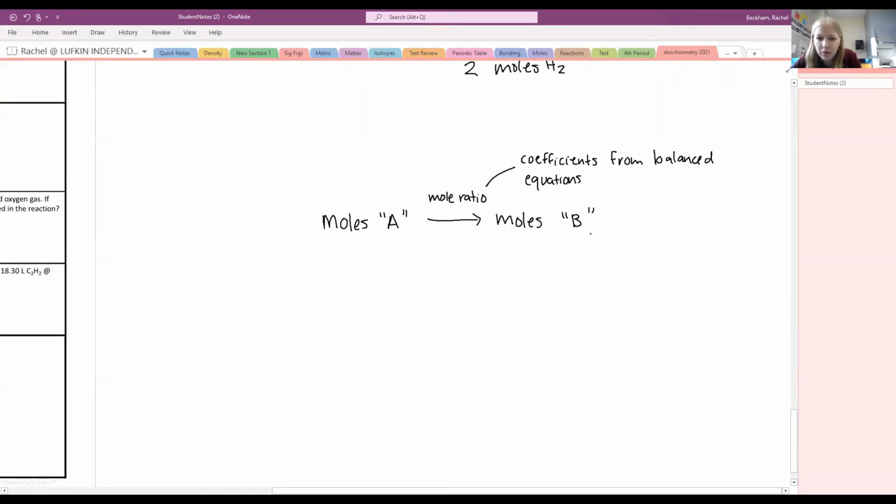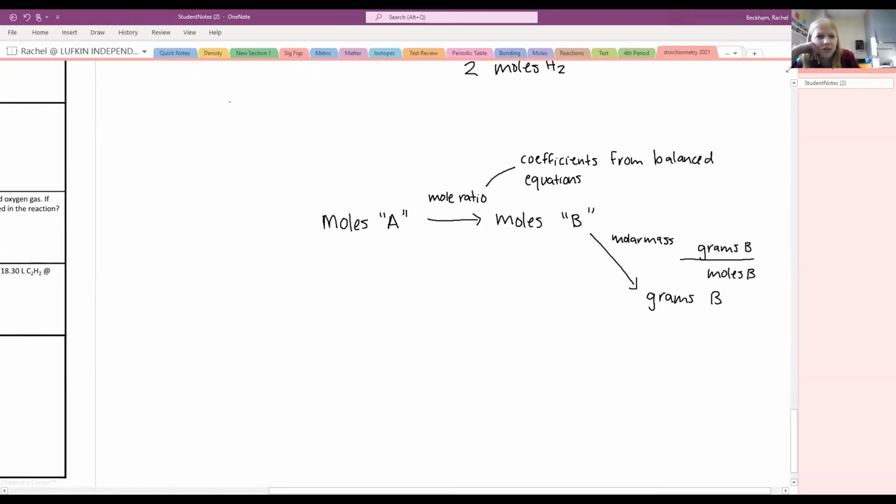We also learned that you can go from moles of B to grams of B, right? And we already knew how to do this. When you go from moles to grams, what do you use? Molar mass, right? You use molar mass. And if you want to be more specific, if you're going from moles of B to grams of B, you're going from moles to grams. Grams would be on top, right? Because that's what you're trying to get to. And your moles of B would be on bottom.